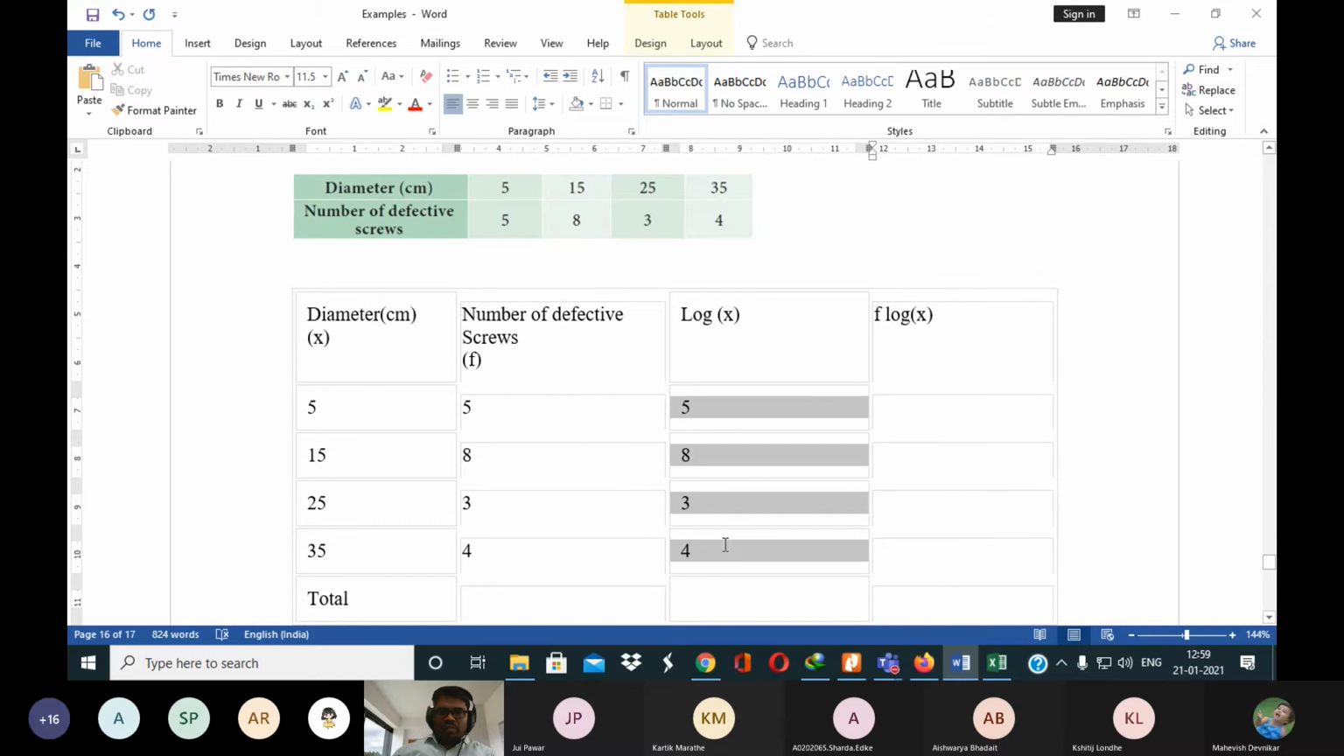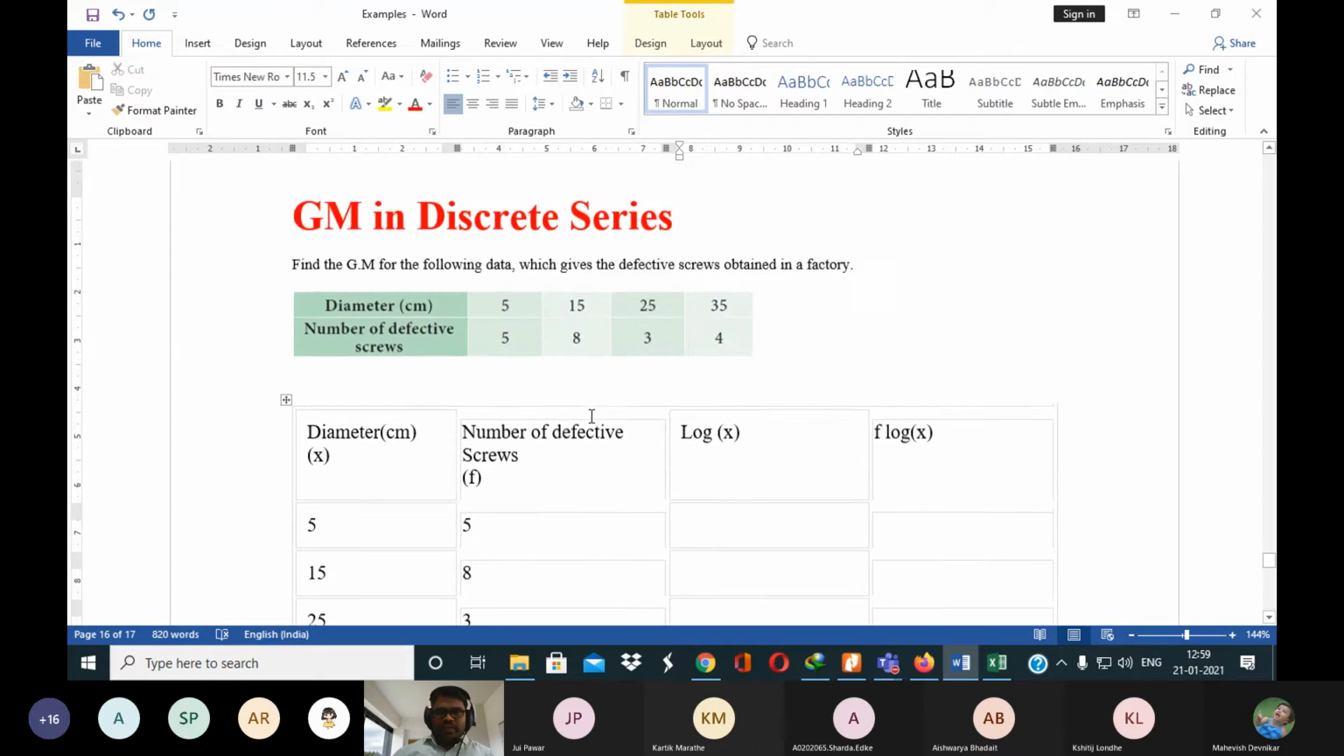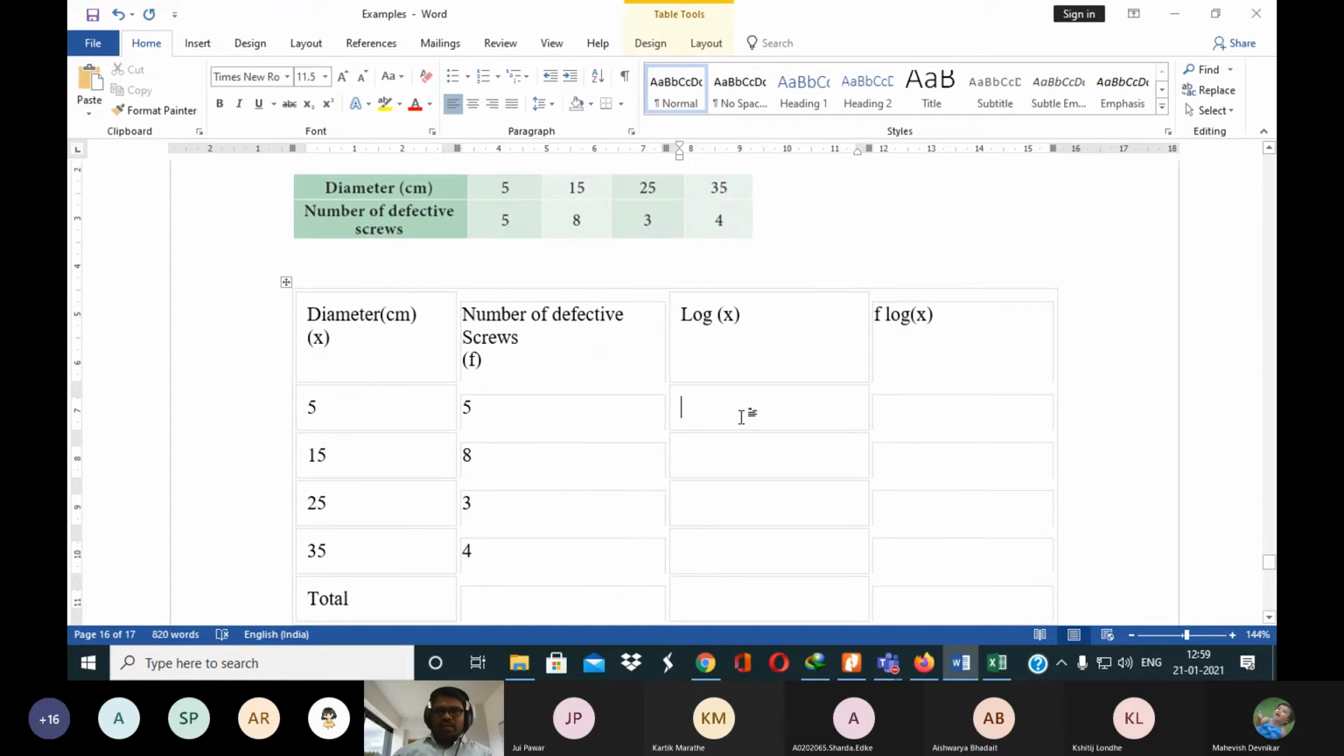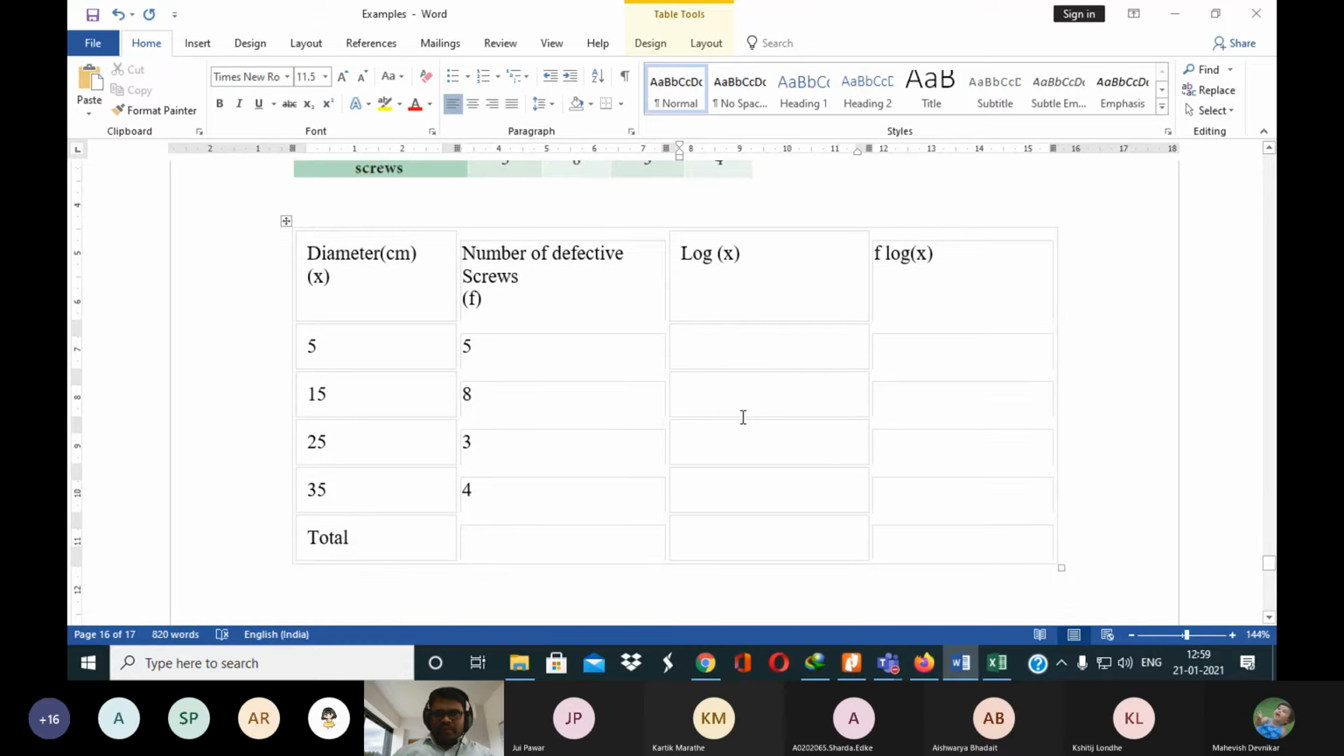So find out the value, what is the log value of this 5? What is the log value of 5? Please tell me. 0.6. Okay, 0.6989.